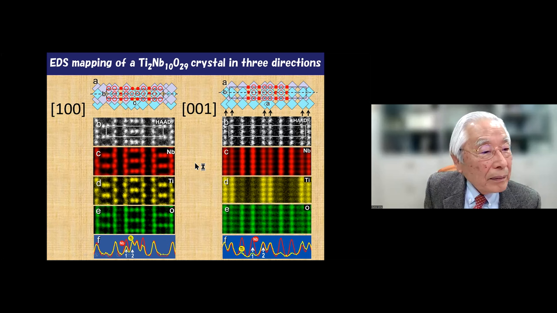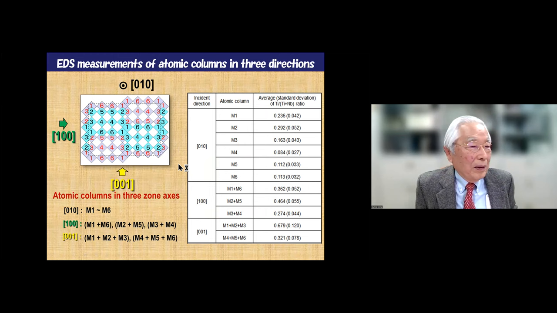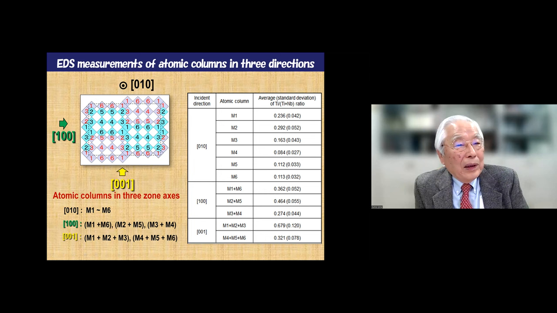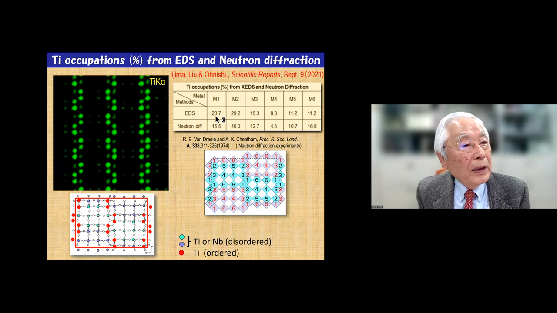Since I have to watch the time, all right. I did the three observations, and then we checked the intensity of these EDS images, and six atomic sites. Then we estimated this ratio in three directions, and had the information from these three directions. Then we had the graph, EDS, M1, M2 through M6, with the occupancies: M1, 23, 29, M2, and so on. So still we have the mixture, the disordered phase.